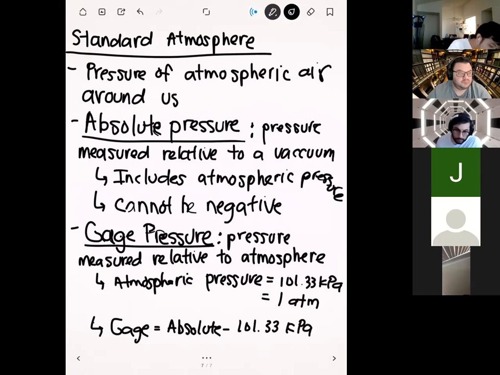Okay, and so in order to compute the gauge pressure, what you do is you take your absolute pressure and you subtract 101.33 kilopascals. Okay. And so gauge pressure, this is the one that we often use in calculations, and it's the one that we've been using for the past couple examples.